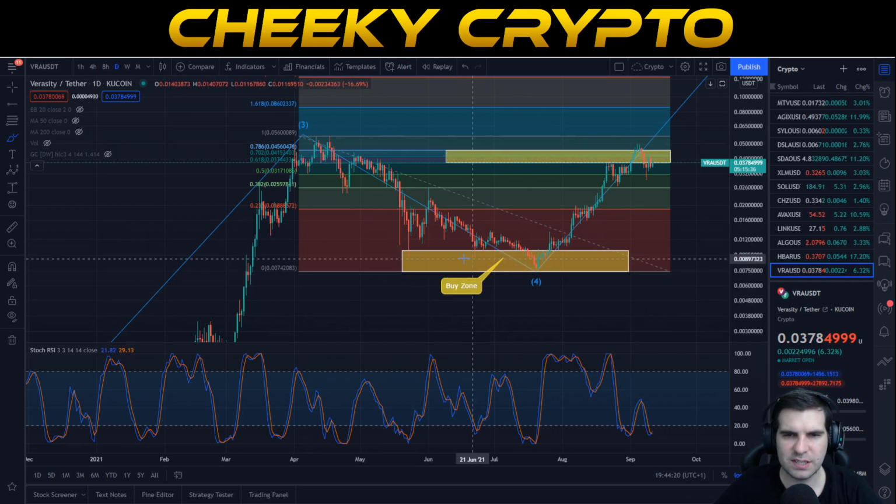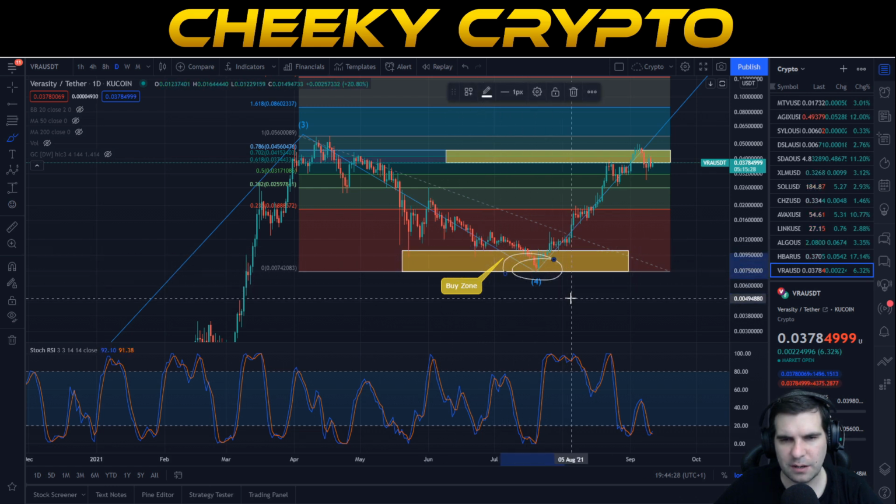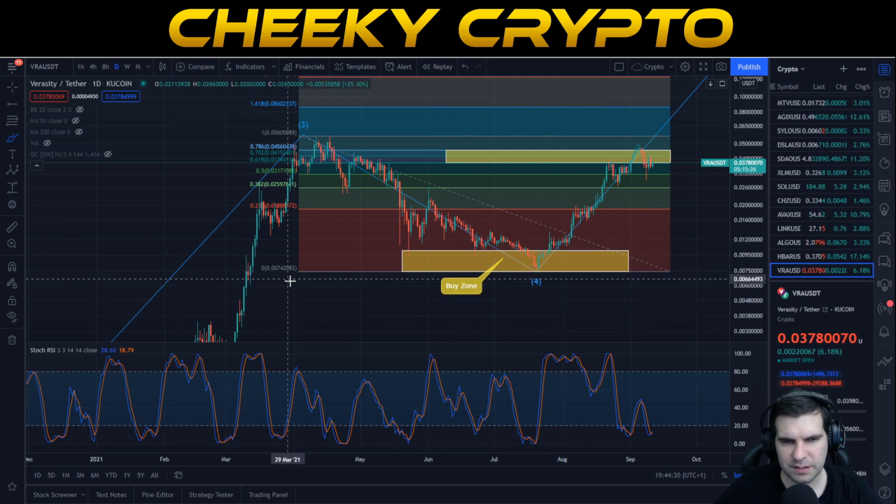Now, we did find some interesting buy zone areas just at the bottom here. For example, this was identified quite early on once we had these couple of wicks just here, and we actually came down into the lower area here of about 0.007.